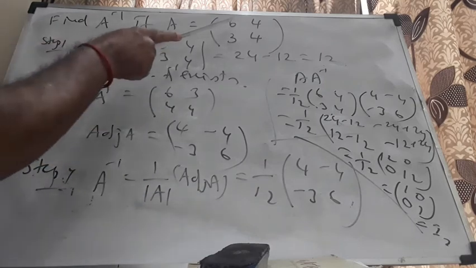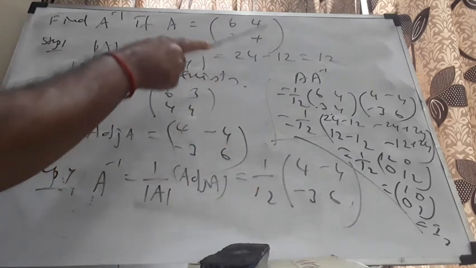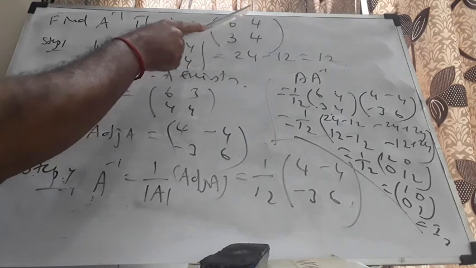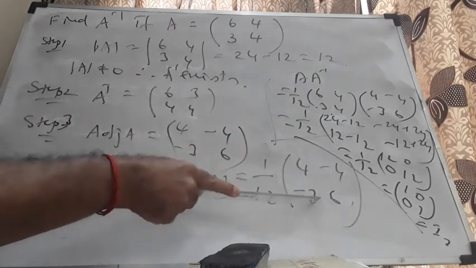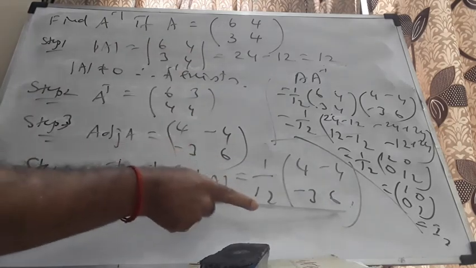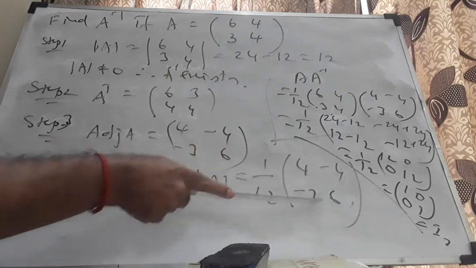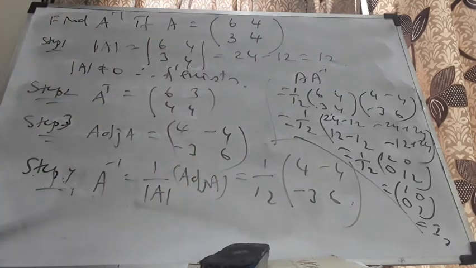Let me repeat. Interchange the main diagonal entries 4 and 6. Change the sign for the second diagonal entries, minus 4 minus 3. Divide by the determinant, 1 by 12. Interchange, therefore 4 6. Change the sign for the second diagonal, minus 4 minus 3. Divide by the determinant, which is 12. There is an easy way to check the answer.